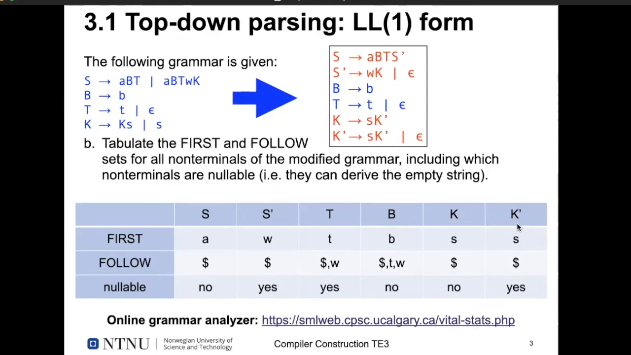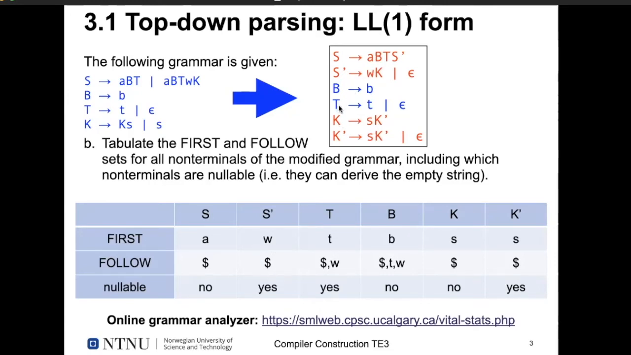Now the follow set is also not too complicated. For our starting production, of course, we know that we have to read our whole input text. So the only thing that can follow our S production here is the end of text, $. And because we split the original S into S and S prime, it is also easy to see that after S prime, we're at the end of our input string. So follow for S prime is also $.